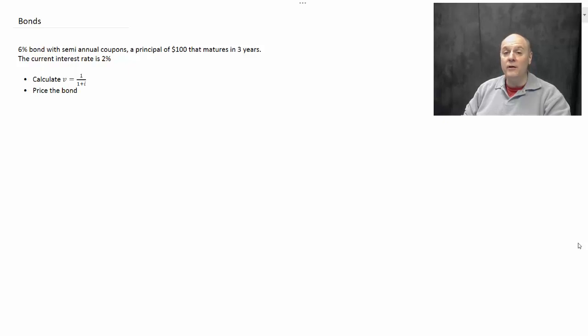In fact, that's how we price the bond. The bond is just the present value of all its cash flows. What's the present value of the $3, then $3, then $3, then $3, then $3, then $3, then $100? So the interest rate that we're going to use to discount the cash flow is the 2%. That would be the interest rate in the market at the time when we're pricing this bond. Our first job then is to calculate what's the discount factor, what's V.